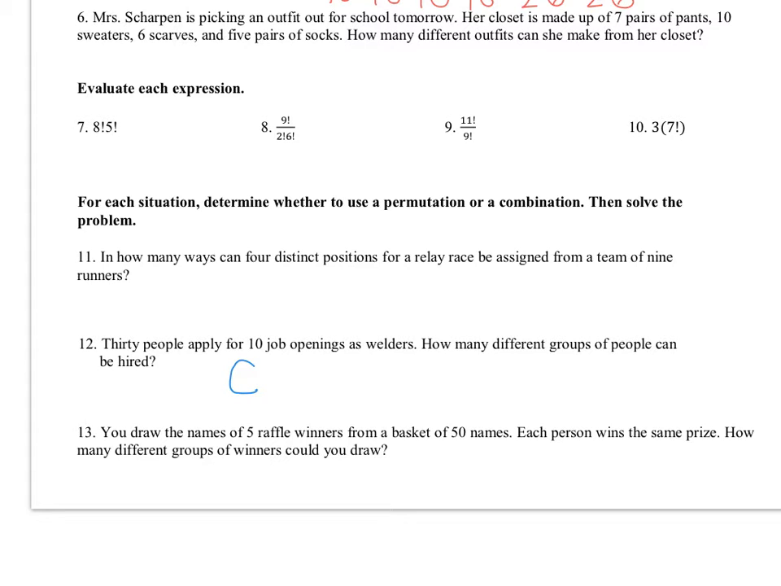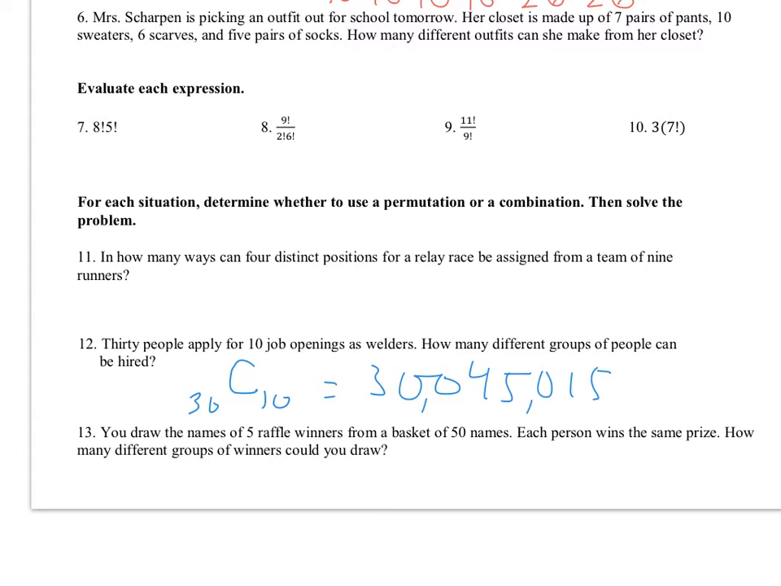Okay, combination. There's 30 total people, and you're choosing 10 of them. So again, this is where you push math, you go to your prob, and you're going to 3, and you type in, the larger number should always be first. So there's a lot of different ways you could choose this. And my answer would be 30,045,015.